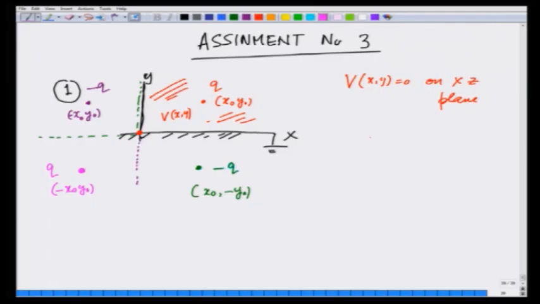So, the image charges are minus q at minus x naught, y naught, and plus q at minus x naught, minus y naught, minus q at x naught, minus y naught.